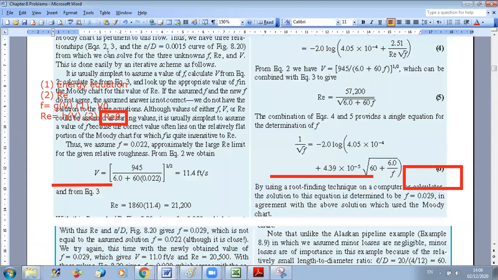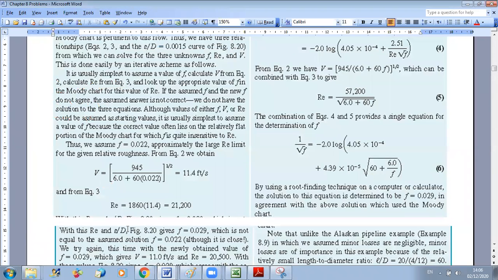Okay, so as we said, since we have two unknowns, we should make a certain assumption. And the assumption, as we did, is 0.022, and I explained for you why we chose it. So here they are explaining it for you. They are saying that it is usually simplest to assume a value of F, because the correct value often lies on the relatively flat portion of the Moody chart, for which F is quite insensitive to Reynolds.